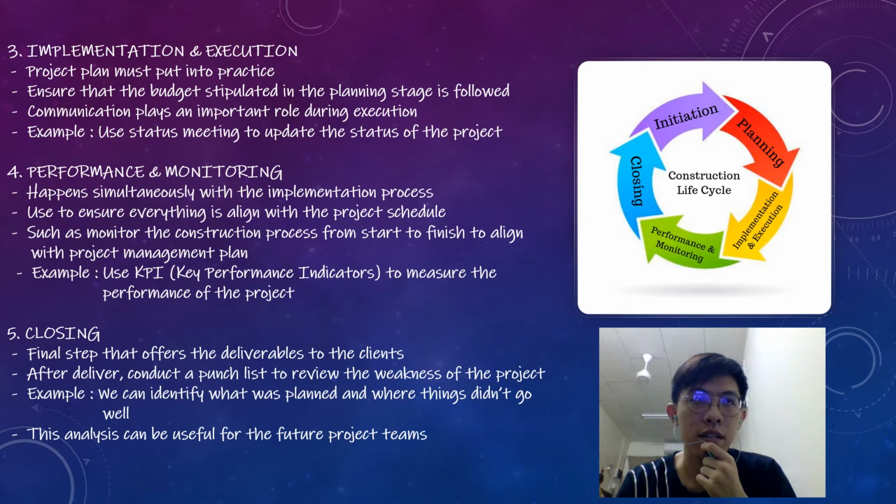And the last step is closing. This is the final step that offers the deliverables to the clients. After deliver, we conduct a punch list to review the weakness of the project. For example, we can identify what was planned and where things didn't go well by reviewing the punch list. This analysis can be useful for the future project teams to achieve a successful construction project.